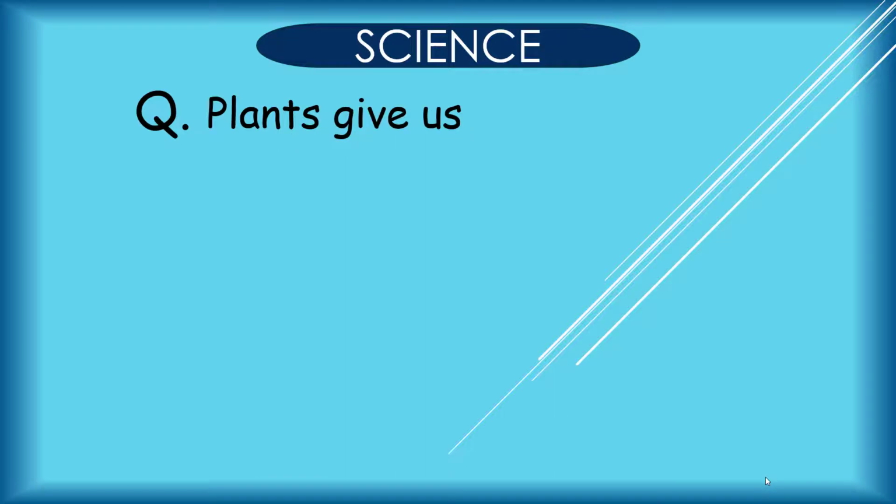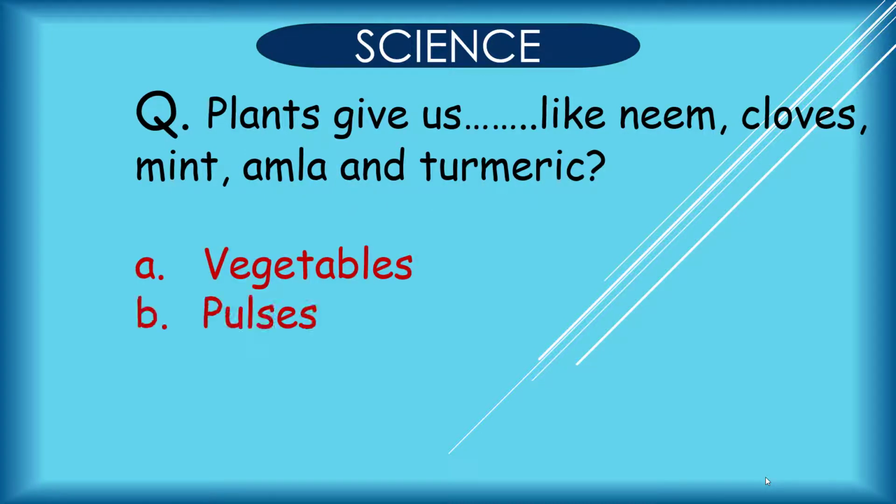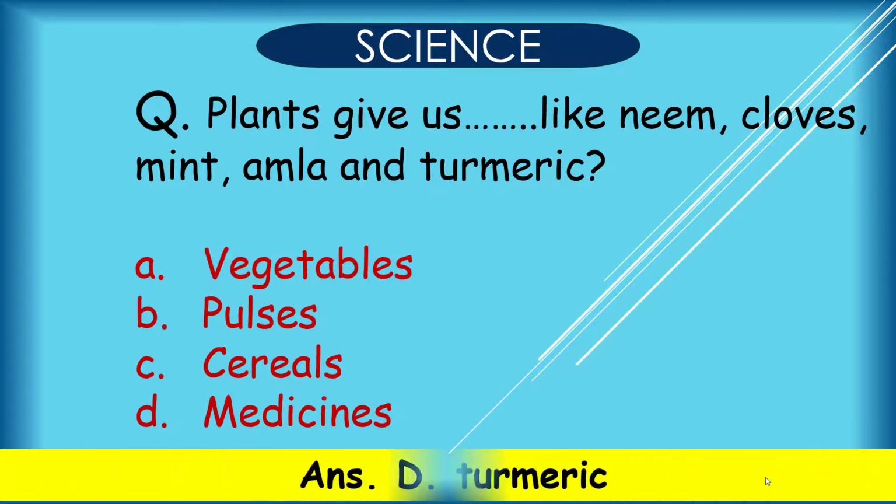Question: plants give us dash like neem, cloves, mint, amla and turmeric. A vegetables, B pulses, C cereals, D medicines. Correct answer is D medicines.